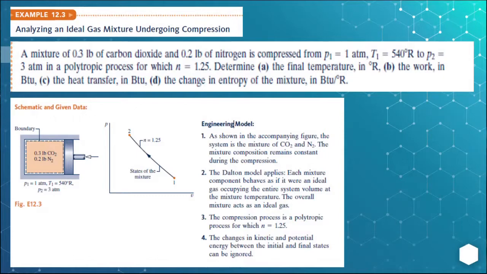So, here is the given example. A mixture of 0.3 pounds of carbon dioxide and 0.2 pounds of nitrogen is compressed from 1 atmosphere pressure with an initial temperature of 540 degrees Rankine to 3 atmospheres pressure in a polytropic process for which n is equal to 1.25. We will determine the final temperature in degrees Rankine, the work in BTU, the heat transfer, and the change of entropy of the mixture.